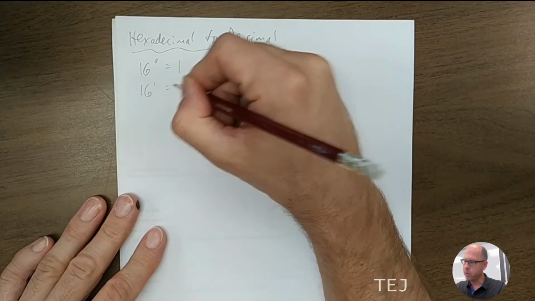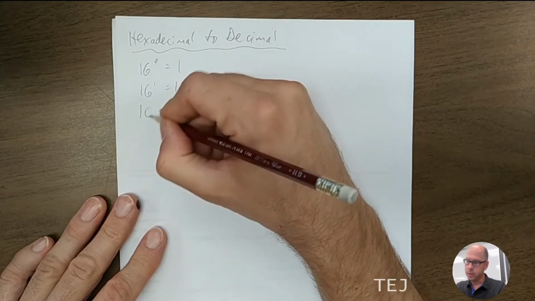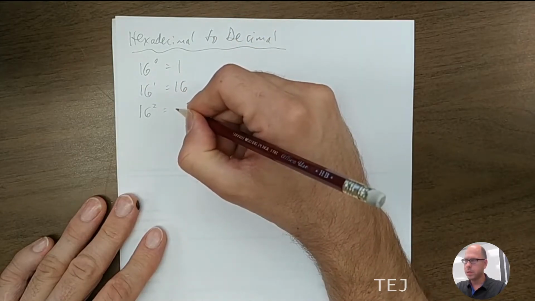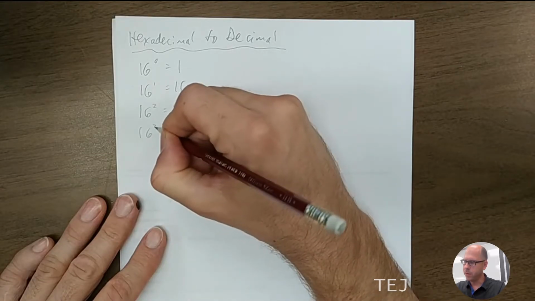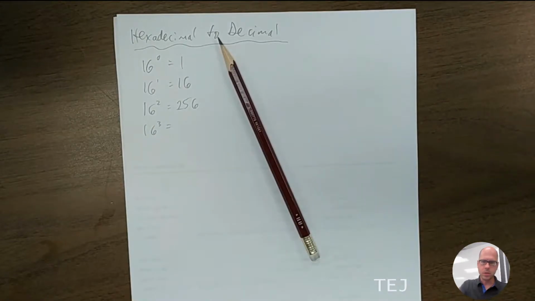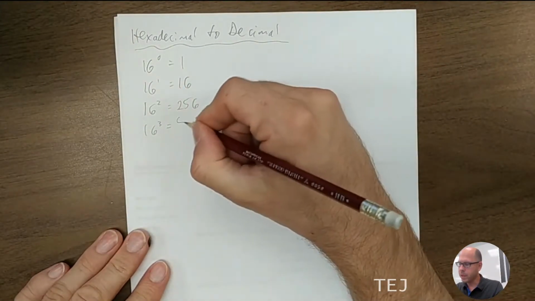16 to the power of 1 is 16. 16 to the power of 2 is 256. So 16 to the power of 3, I don't know what that is. Let's just check. 16 to the power of 3 is 4,096.